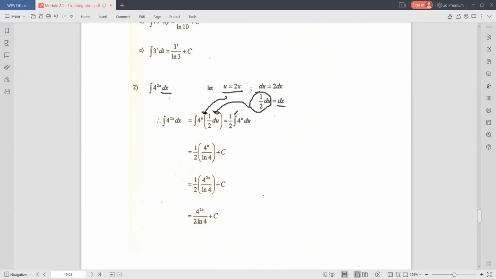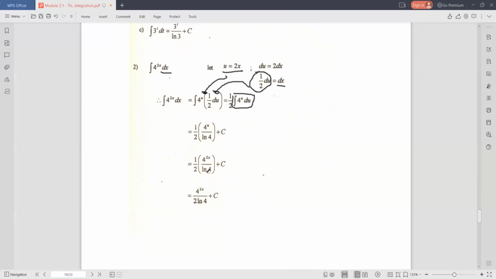Then apply the integral formula for this case. So that is 1/2 times integral of 4 raised to u du, that is 4^u over ln of 4 plus c. Okay? Then, ano yung value ng u? Yung u natin is 2x. So, babalik natin siya dito. That is 1/2 times 4 raised to 2x over ln of 4 plus c.